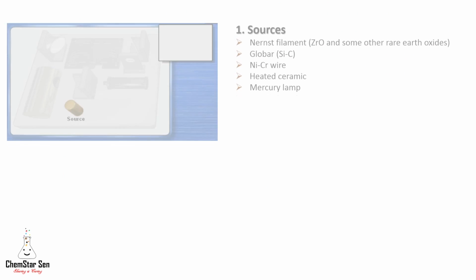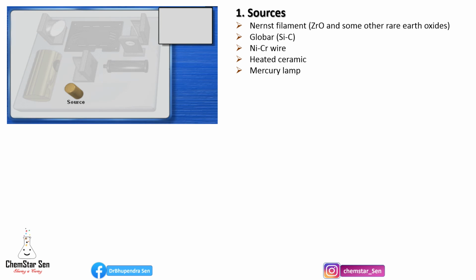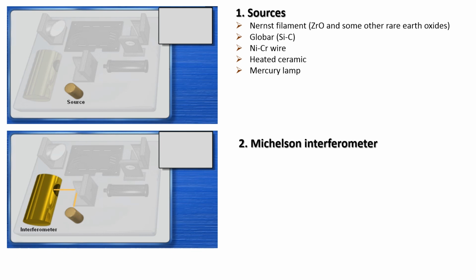First one is the source. It generates IR radiation. This may be of different types as per the requirement of the instrument. Here some sources are listed. Second is the Michelson interferometer. This is basically an arrangement of a beam splitter, a moving mirror and a stationary mirror. It is a very important component of an FTIR instrument.